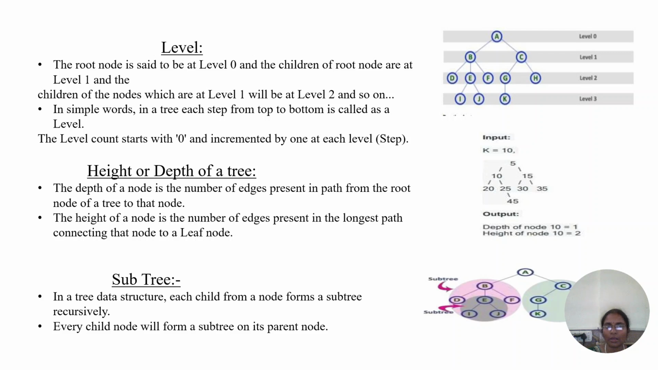If you are discussing the depth of a node, it is the number of edges present in the path from the root node of the tree to that node. That means from the root node to that node, we count how many edges there are, and that is the depth. For example, the depth of 10 in the tree: 5 is the root node, so 5 to 10 is one edge.